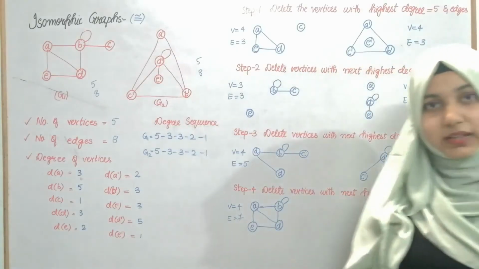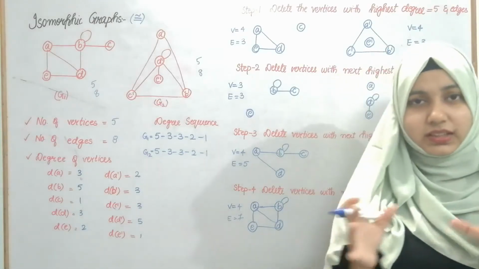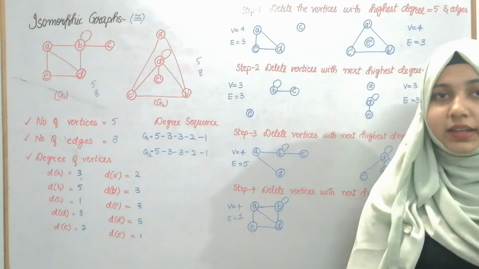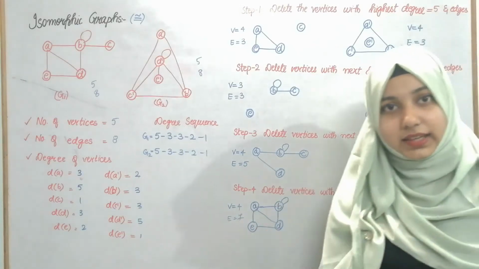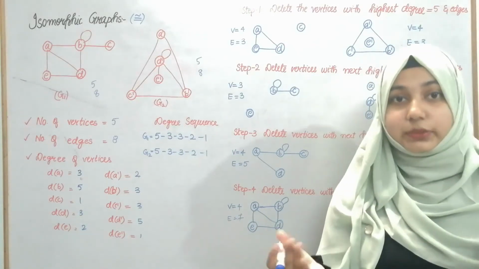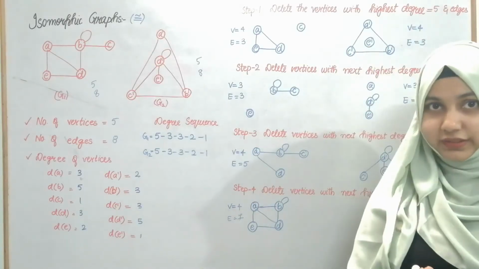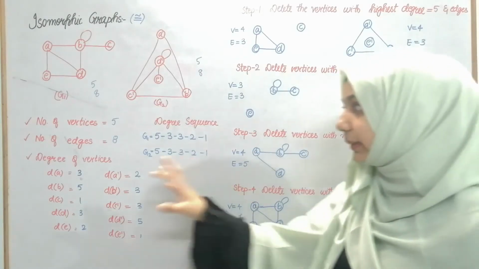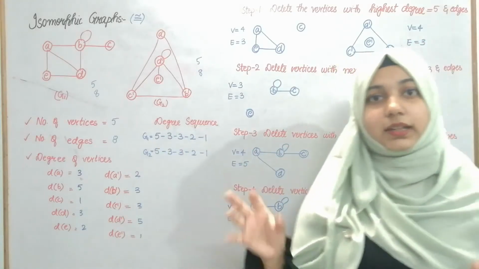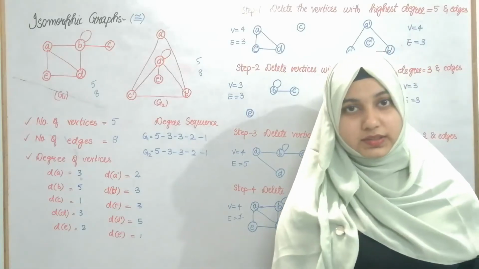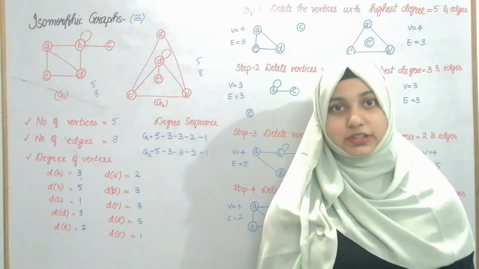What do you do in a subgraph? From a main graph you are going to have a subgraph. The vertex set and the edge set will be subsets of the main graph. Simply put, you are going to pick the vertices with the highest degree, start deleting those vertices, and along with them the edges which are connected to them.